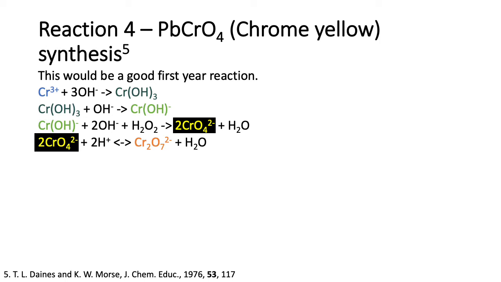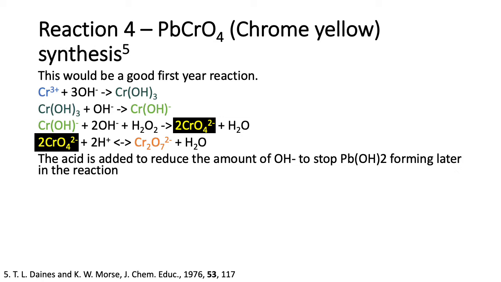And then you react it with acid, in order to get rid of the sodium hydroxide, turning it into water. As the sodium hydroxide would react with the lead at a later step, forming lead hydroxide, which you wouldn't want because it would affect the color.